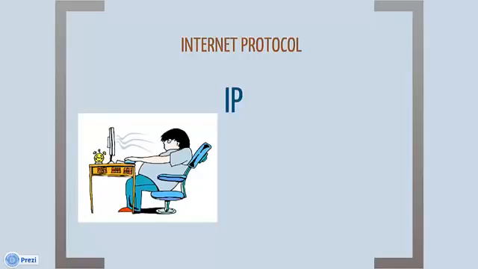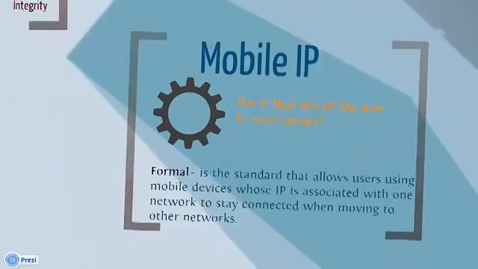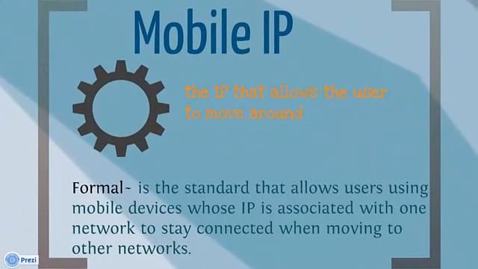But today, we can't afford this anymore. We now want to access the internet from mobile devices, like smartphones, laptops, and tablets. That's why the good people in charge of research did what they do best. They researched and got a solution for this problem, introducing mobile IP. Mobile IP is simply the IP that allows the user to be free to move around. Or, if you are looking for a more formal definition, then it is the standard that allows a user using a mobile device whose IP is associated with one network to stay connected when moving to other networks.